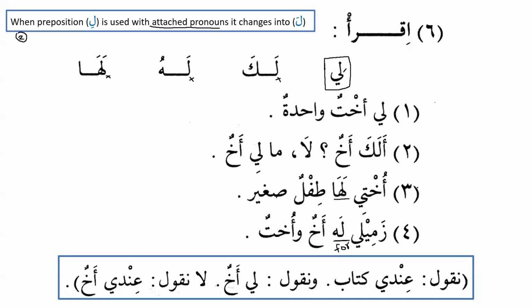For example, he has. Naqulu, we say indi kitabun, I have a book. Wa naqulu, and we say li akhun, I have a brother. La naqulu indi akhun, we don't say I have a brother. So the same thing that we discussed earlier in this lesson and in the previous lesson: when we talk about things, we use inda. And when we talk about relationships and body parts, we use the preposition li. So indi kitabun, I have a book. And you say li akhun, I have a brother. And we can't say indi akhun, this is a mistake. We will always say li akhun wa ukhtun if you want to talk about your brothers and sisters.